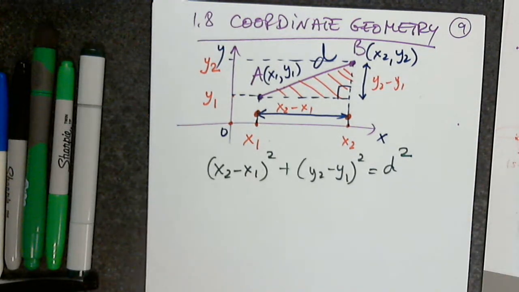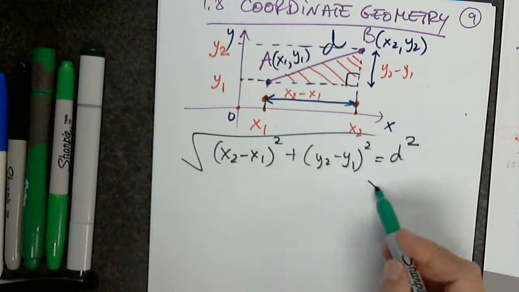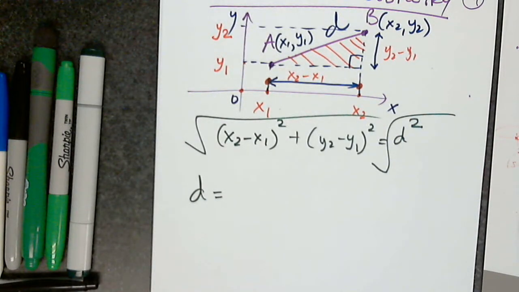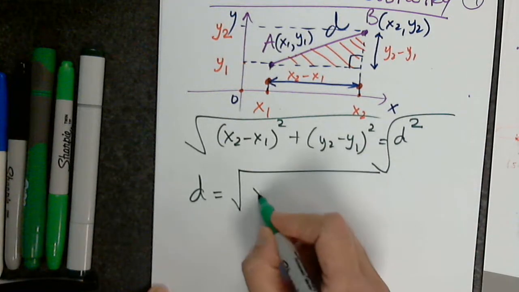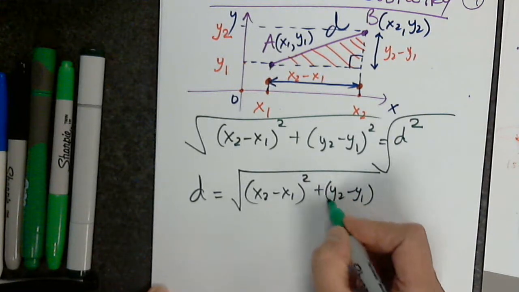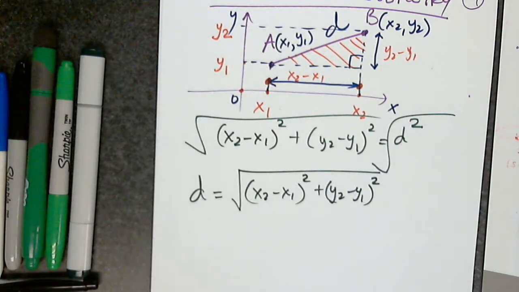However, I don't want d squared. So as we know, we will take the square root from both sides. So then d, and you will normally put plus or minus. I can't because it's a distance, just in this case. And then the square root of x2 minus x1 squared plus y2 minus y1 squared. Can I simplify this? The answer is never.